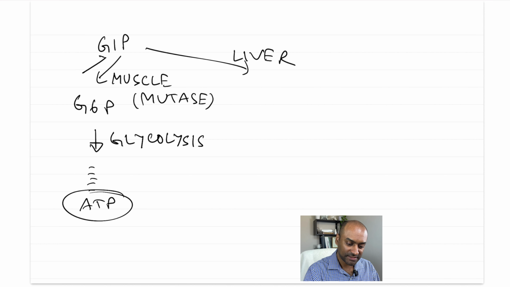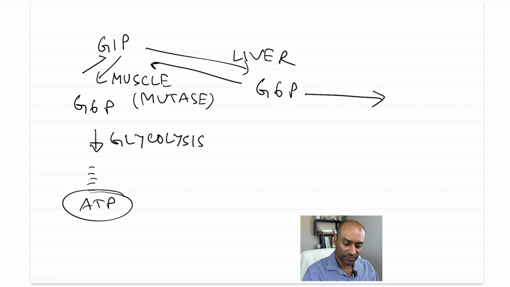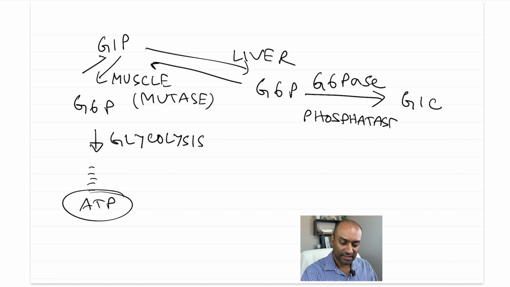Okay, so what happens in liver is that the G1P will go to G6P, which is still the same phosphoglucomutase, but from G6P it will be converted to free glucose, and this is done by phosphatase, glucose 6-phosphatase, G6Pase. And then this glucose will be transported to other tissues.